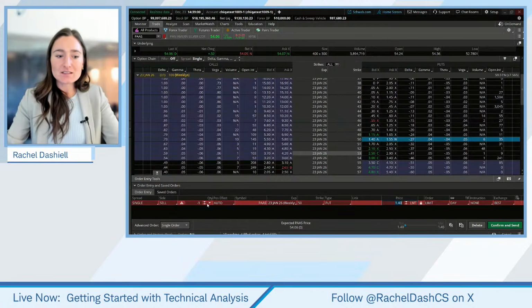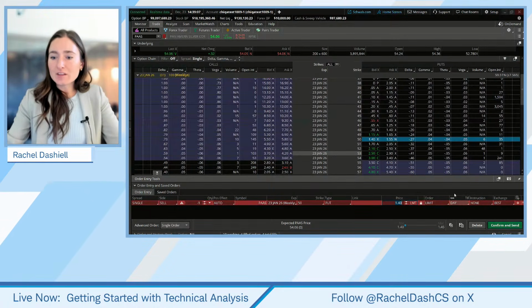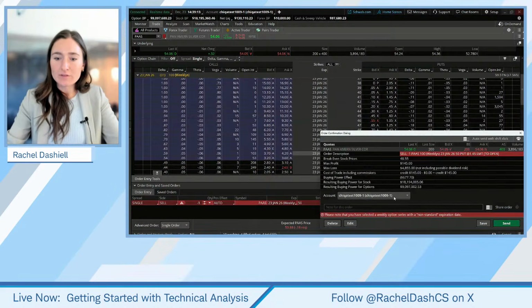So we may take that selling of a put right at the 50 strike put, going to place that order, good for the day in this case, or I'm going to try for the midpoint in this case, 145. I'm going to place this trade.